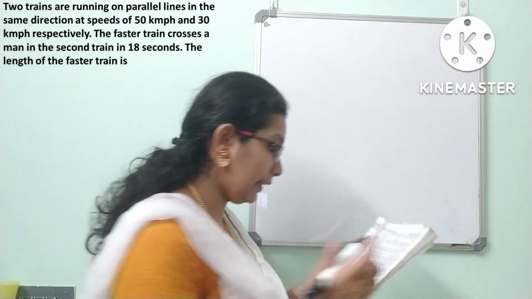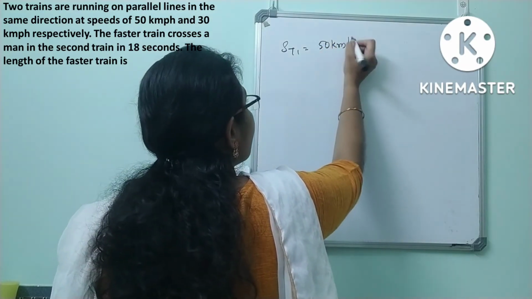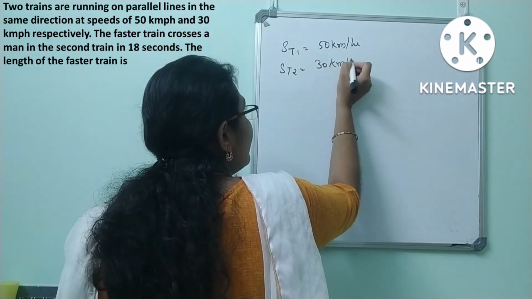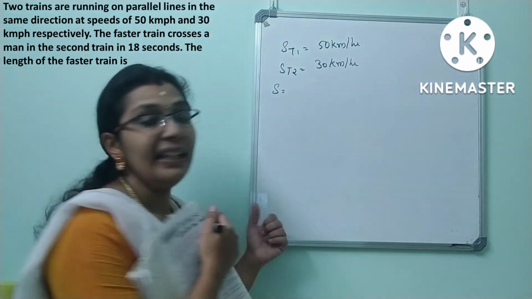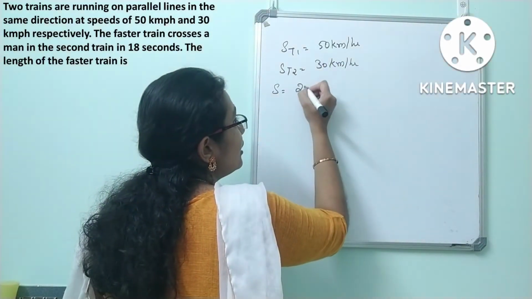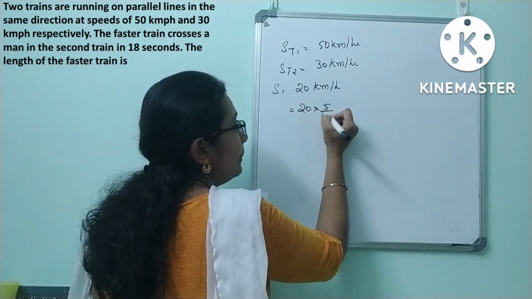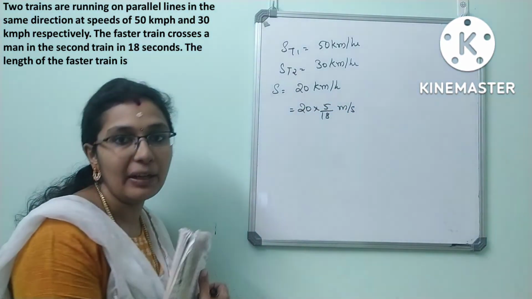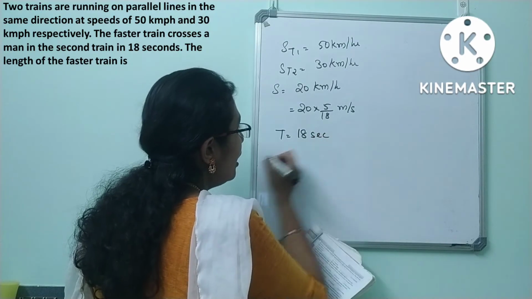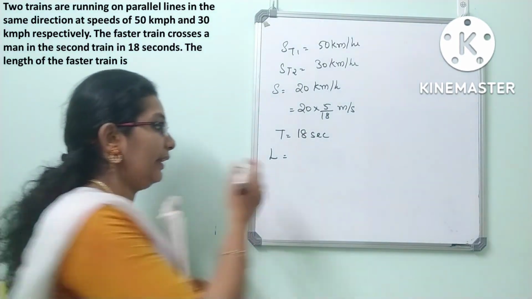So write down what all is given. Speed of train 1 is equal to 50 km per hour. Speed of train 2 is equal to 30 km per hour. From here itself you will find the total speed. Since they are moving parallel in the same direction, we will subtract the speed. So 50 minus 30 is 20 kilometer per hour. Writing in meter per second, 20 into 5 by 18 meter per second. Okay. So now you have got the speed. And the time they have given is 18 seconds. Now they are asking us to find the length of the faster train, so the length of train 1.